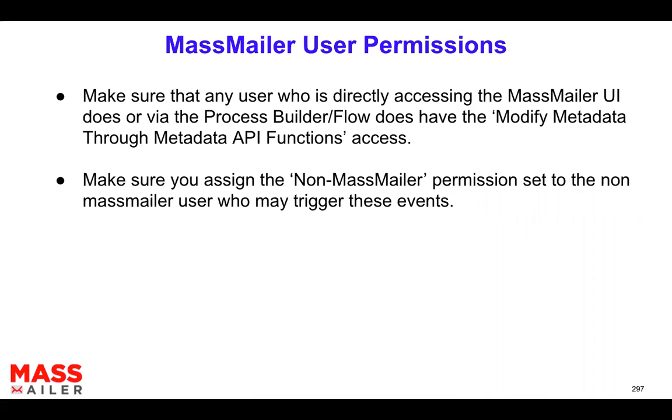That's one important thing. And then also at the user level or the profile level, there is something called modify metadata through metadata API function access that should be given for all the users. Whoever would want to have access to MassMailer, they need to have that particular permission. So you have to make sure that you give that, especially people will go mad when the emails are not sent through the process builder flow, just because this particular permission is not given.